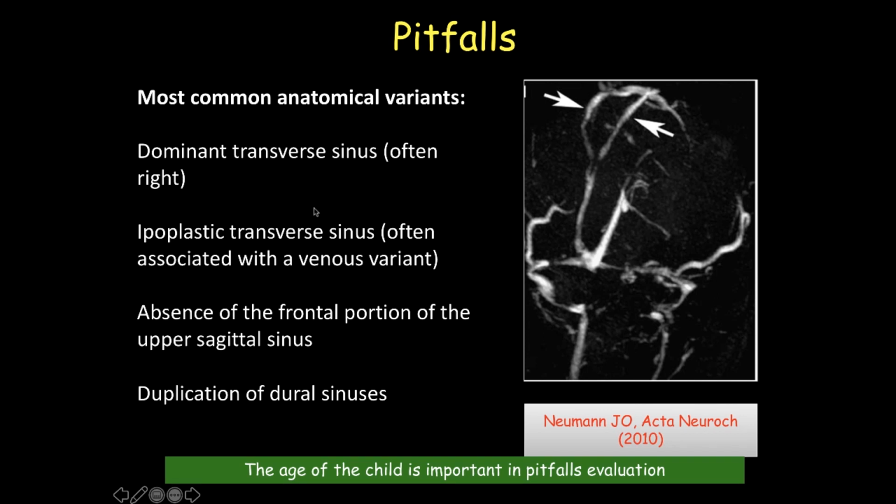Generally, in this case, the sinus is hypoplastic, there is no thrombus, and there is a venous variant. The ipsilateral vein is generally bigger. Or the absence of the frontal portion of the superior sagittal sinus, like a hypoplasia or aplasia of this region. This image is a venogram that shows the duplication of the dural sinuses. So we have a duplication of the superior sagittal sinus, which is a not so common variant, but we have to think about it in order to avoid a thrombus diagnosis.